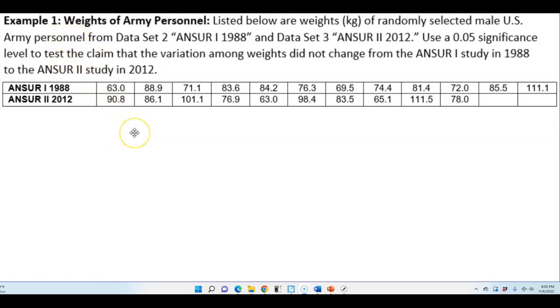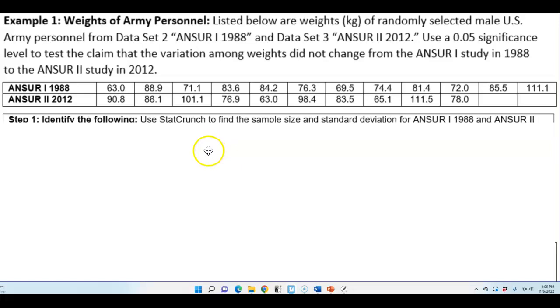Example 1. Weights of Army personnel. Listed below are weights of randomly selected male U.S. Army personnel from dataset 2, answer 1, 1988, and dataset 3, answer 2, 2012. We want to use a 0.05 significance level to test the claim that the variation among weights did not change from the answer 1 study in 1988 to the answer 2 study in 2012.